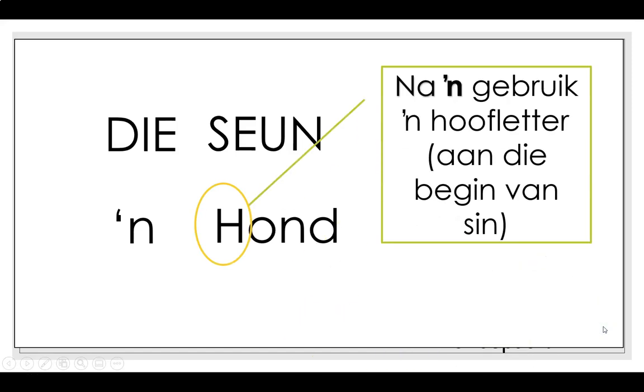But we need to look at the following. Right. Die seun, right? So that die seun is a specific boy. Maar 'n hond. When you start at the beginning of a sentence, the next word gets capitalized with an H. More things that you need to remember. It is always singular. So you can't say 'n honde.